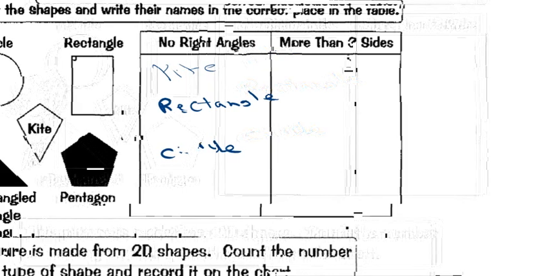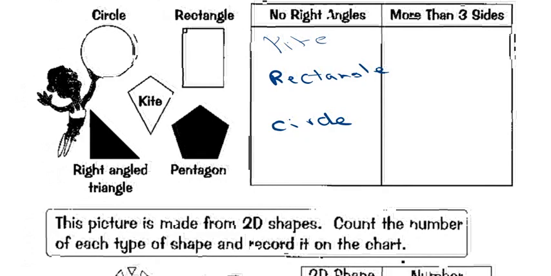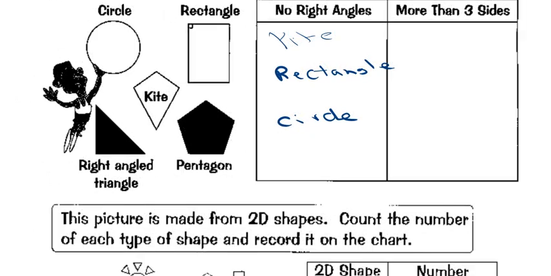Which here has more sides? Look at this shape. This shape, a rectangle, has more than three sides. One, two, three, four. So you can write rectangle in both of them.